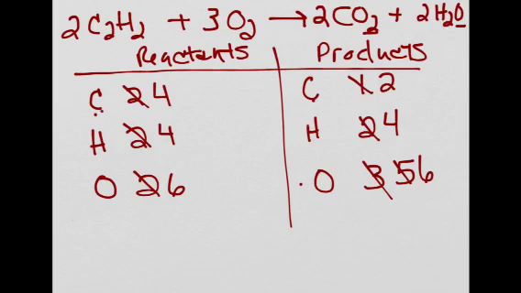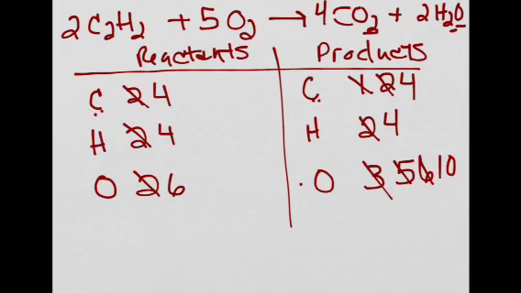So now my carbons don't match, so I am going to change the carbon on the CO2. I'm going to make it a 4. So now I have 4 carbons, and now I have 4 times 2, that's 8, and then 2 times 1, that's 10 oxygens. So in order to make 10 oxygens, I'm going to change the coefficient on my oxygen to 5.